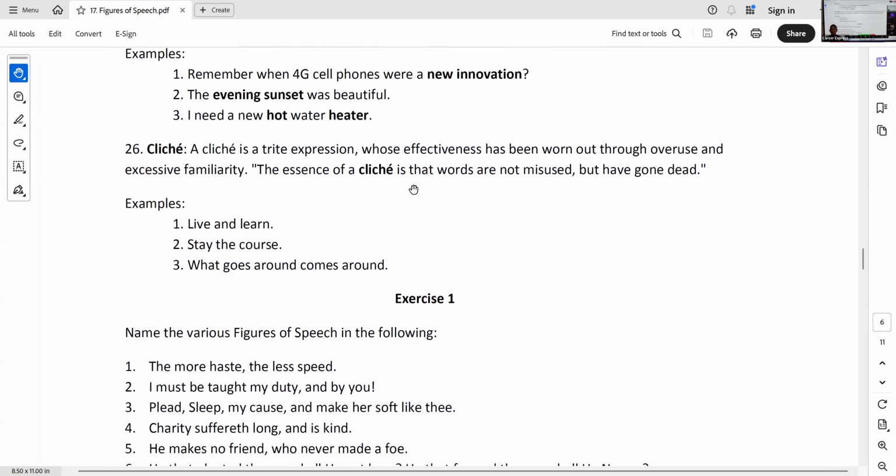Now, what if you get 4 options for number 3? What goes around comes around. Proverb, tautology, cliche, hyperbole. How will you choose? What will you choose? Is it a tautology? It's not a tautology. Nothing extra, right? And is it a proverb? What is a proverb? A proverb is something that has a moral behind it. So that way it is a proverb.